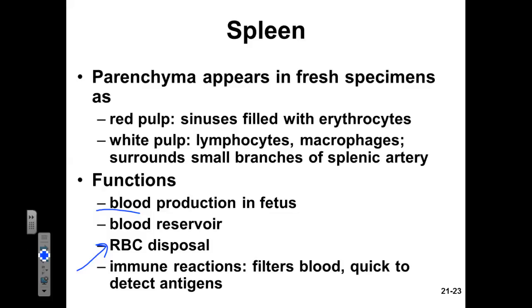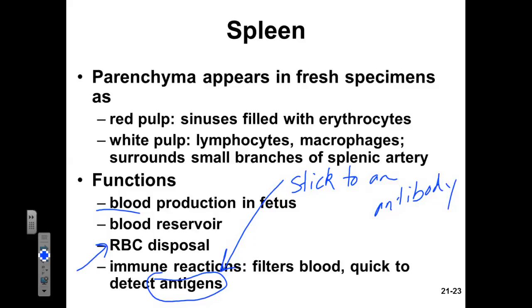We are going to filter the blood to help us detect any antigens, anything that shouldn't be in the blood. Izzy, have I explained to this anatomy class what an antigen is yet? No, it is not, but it's closely related to an antibody. An antigen is anything that will stick to an antibody. So we can have foreign antigens or self-antigens.